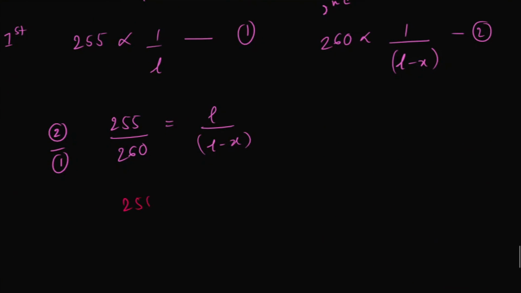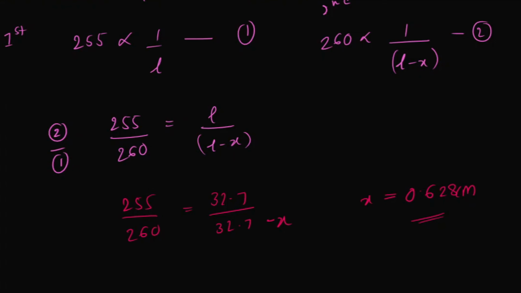So 255 over 260 equals 32.7 over 32.7 minus x. If you simplify, we're going to get x to be something around 0.628 centimeters. So do not panic when you get this kind of ugly answer. These kinds of answers are also possible in past papers, right? You're not always going to get whole numbers as answers.